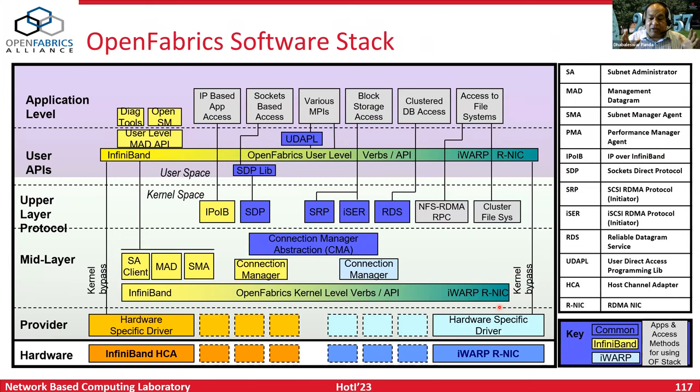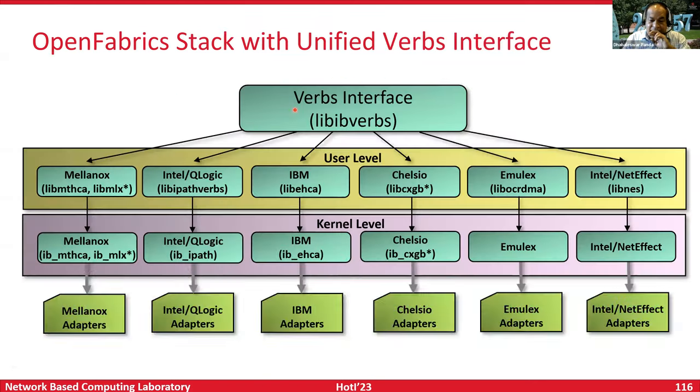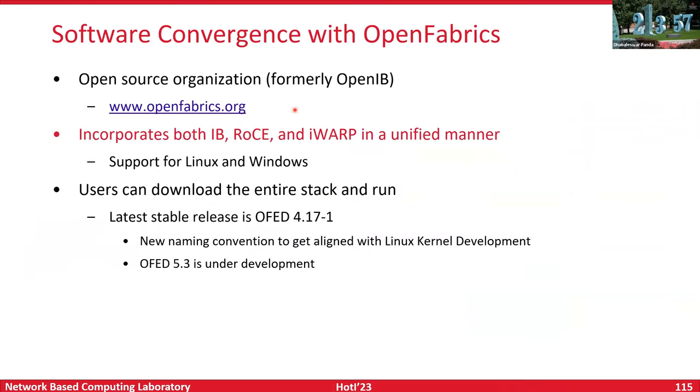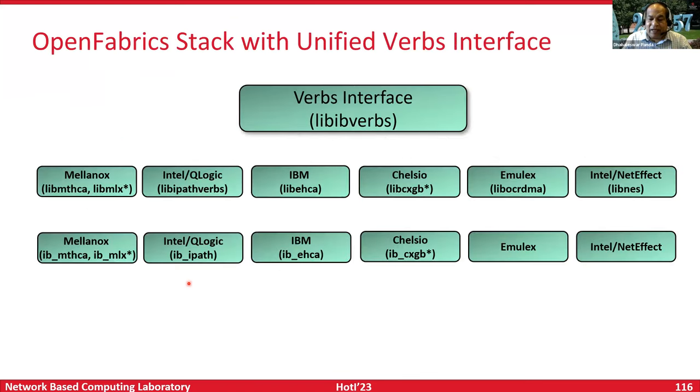This was a consortium. You remember we discussed TCP, UDP, and all those things. They came up with this complicated software stack, and everybody was following these rules. But then what happened is, as you can see, I didn't cover it here, this has actually stalled. The latest stable release was OFED 4.17.1. 5.3 is in limbo. It has not gone ahead.